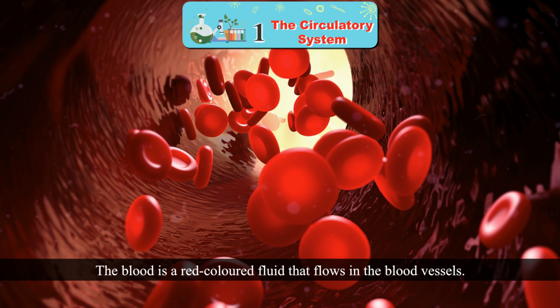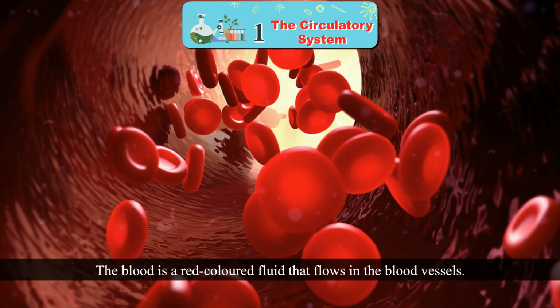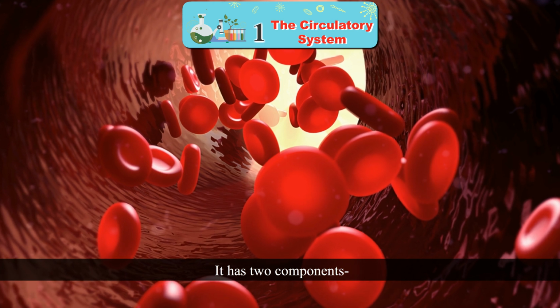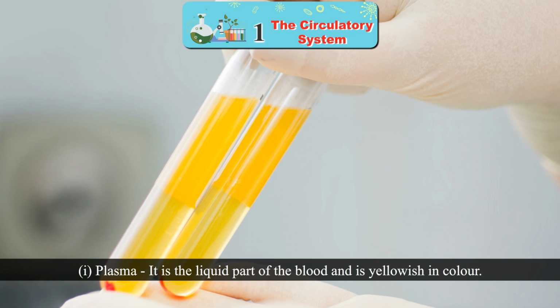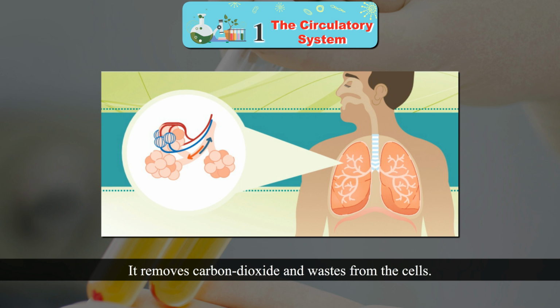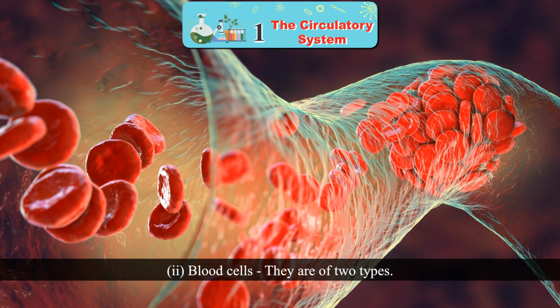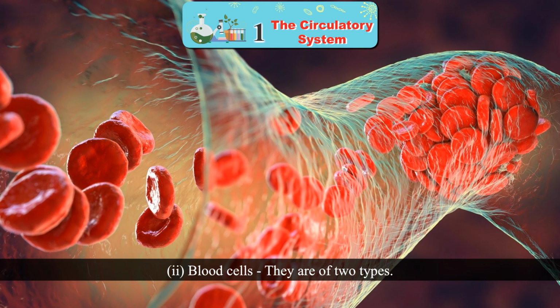Blood. The blood is a red-colored fluid that flows in the blood vessels. It has two main components. First, plasma. It is the liquid part of the blood and is yellowish in color. It removes carbon dioxide and wastes from the cells. Second, blood cells. They are of two types.